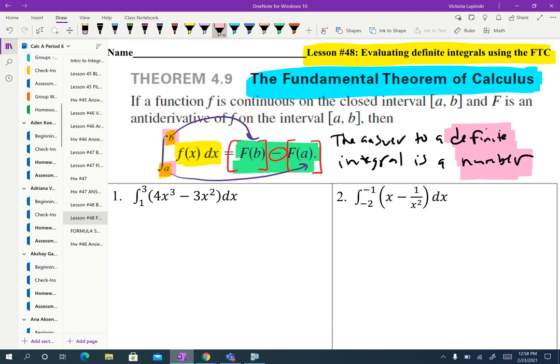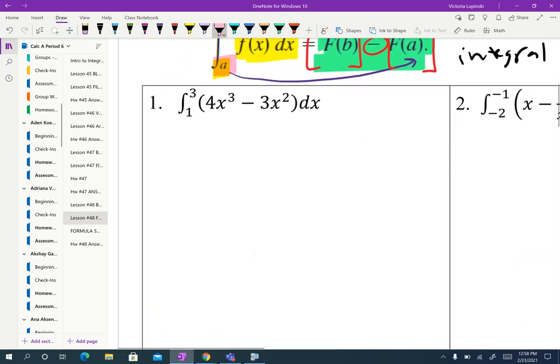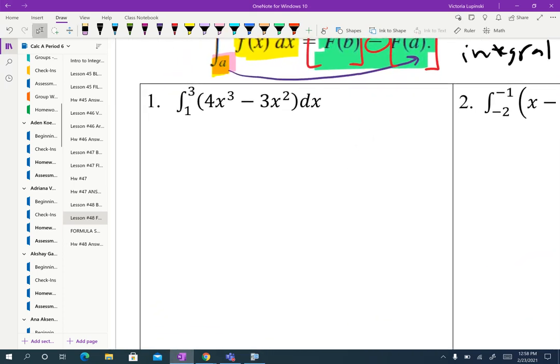So here in number 1, we're going to evaluate this definite integral, which means my answer should be a number. So the first thing you're going to do is integrate just like we've been doing: 4x cubed minus 3x squared. If there was any algebra or any rewriting to be done, you would do it. Looks like we're pretty safe here. So we're going to leave the 4.